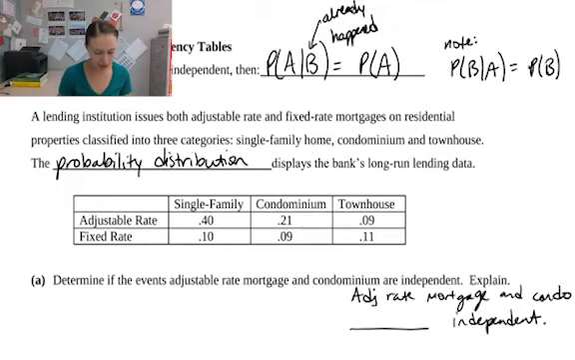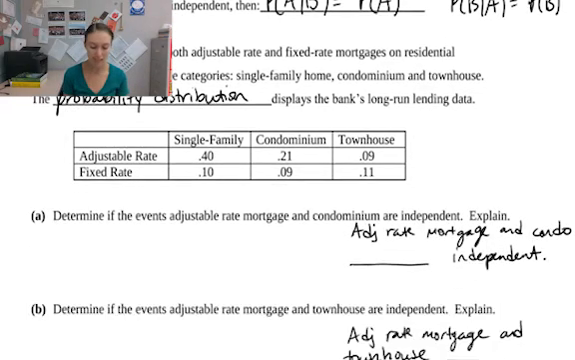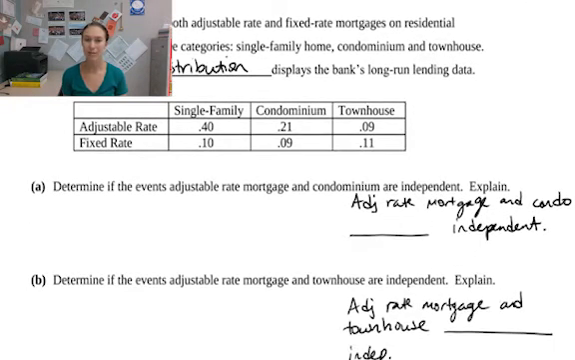A lending institution issues both adjustable rate and fixed rate mortgages on residential properties classified into 3 categories. We have single family home, condominiums, and townhouses. The probability distribution displays the bank's long run lending data. So anytime it says make a probability distribution, they want you to make one of these probability tables.